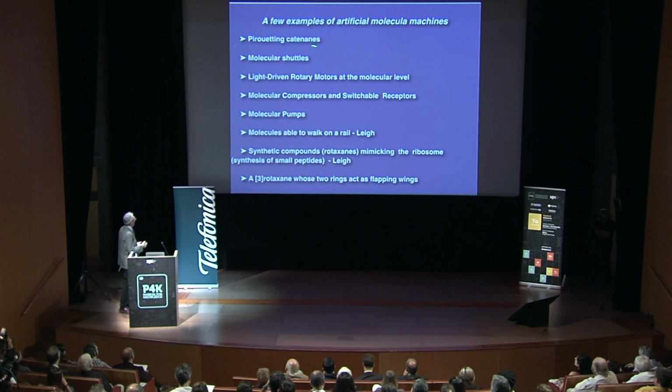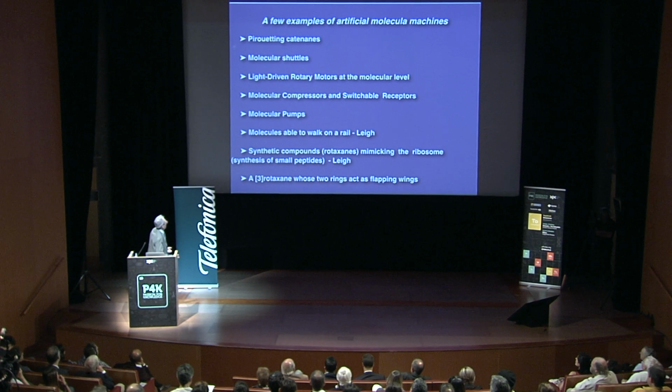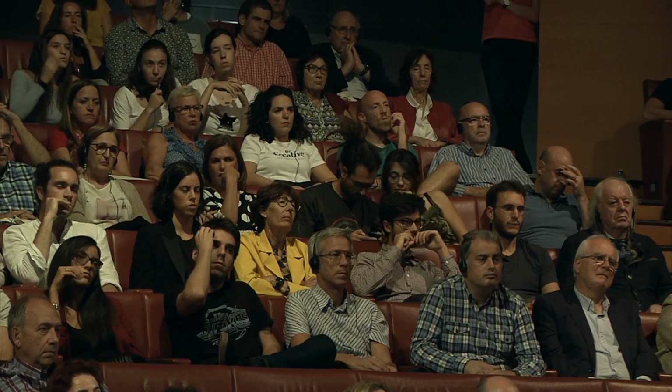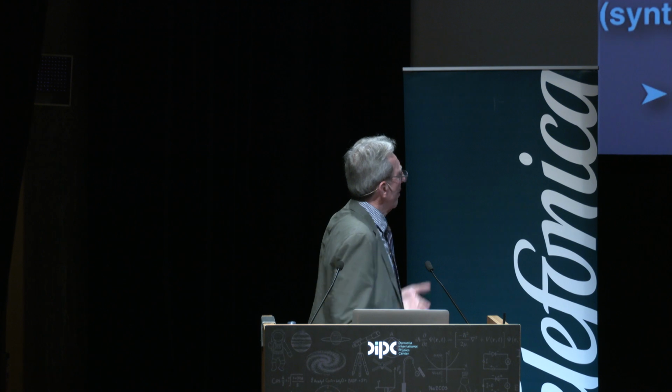A pirouetting catenane, a molecular shuttle, we have seen that. A light-driven rotary motor, thanks to the work of Ben Feringa. In our group, we made molecular compressors which are able to encapsulate smaller molecules and compress them. Molecular pumps to store energy. Molecules which are able to walk exactly like kinesin, but they do not walk forever. They walk 2 or 3 steps, and then you have to start again the process.